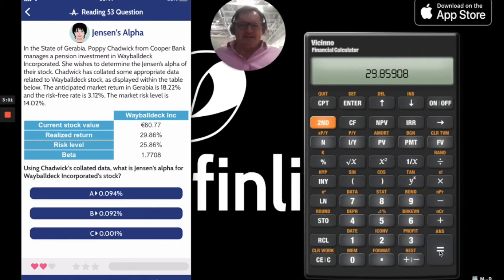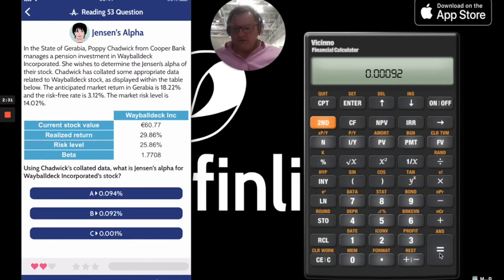29.85. Now in an exam you just take away the realised return or the actual return and get a negative answer and flip it in your brain. But let's do this properly. So we're going to store that in 1, and then we're going to input the realised return or actual return, which is in the table there as a second element, 29.86, and then take away the recall one, and that leaves us with 0.992.